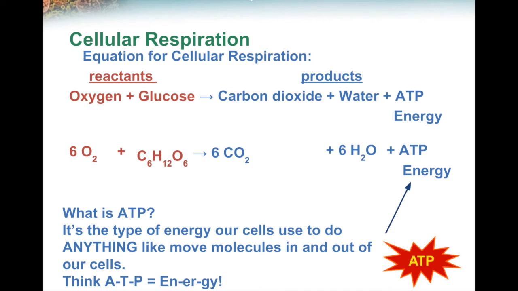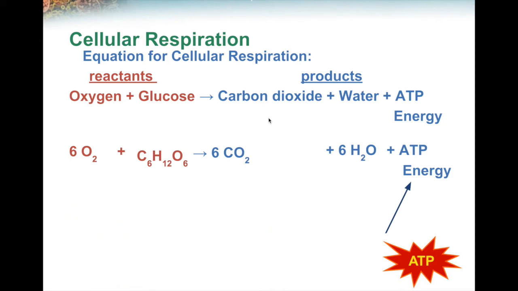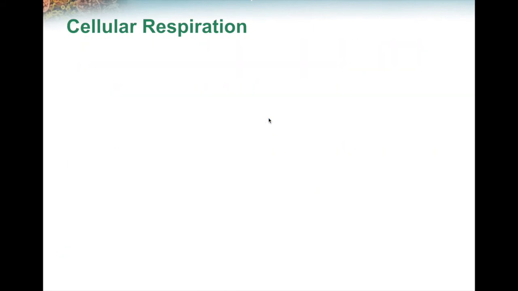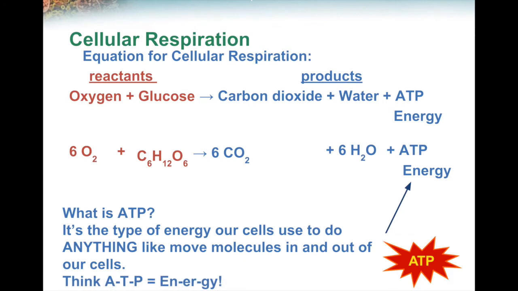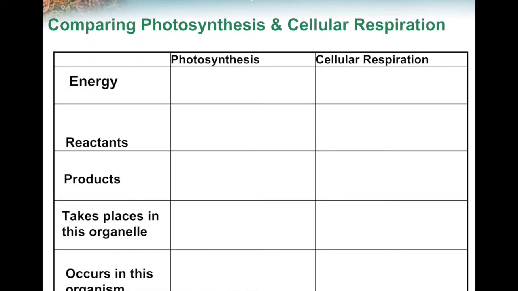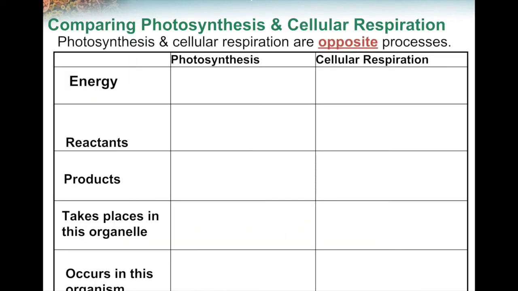Now taking a look at this equation for cellular respiration, compare it to the photosynthesis equation at the beginning of the notes. I wonder what you see when you compare the equation for photosynthesis and the cellular respiration equation. With these two equations, you should see that they're kind of reversed. So the photosynthesis equation is basically the opposite of the cellular respiration equation. That's why we say photosynthesis and cellular respiration are opposite processes.